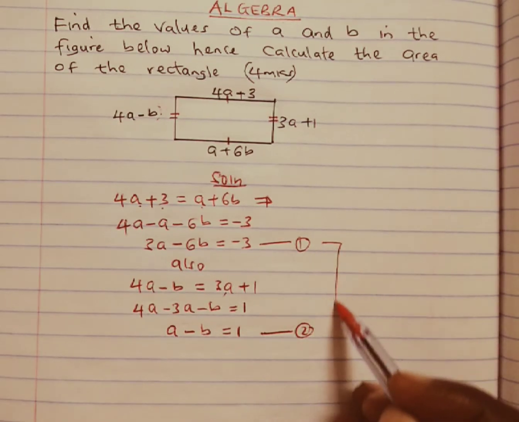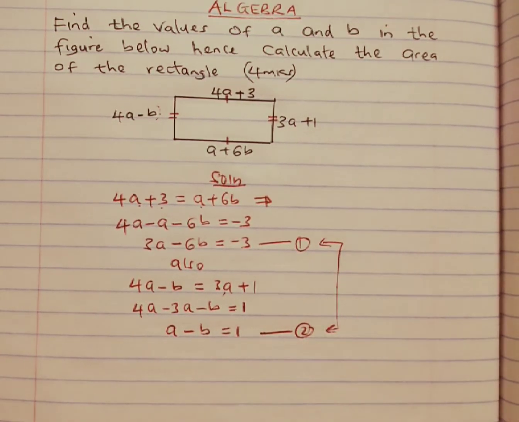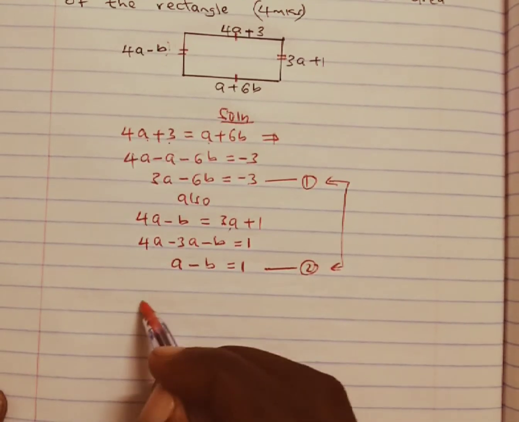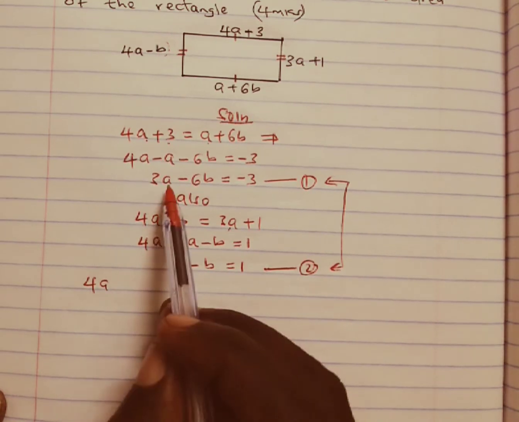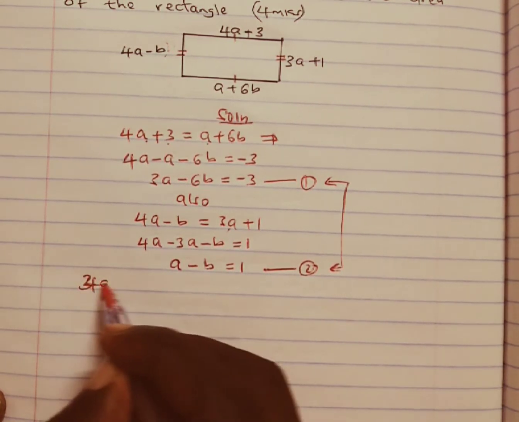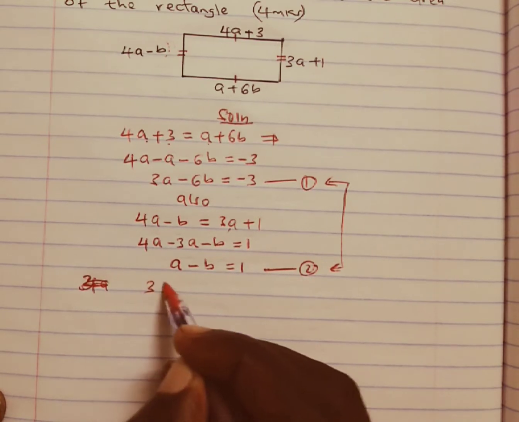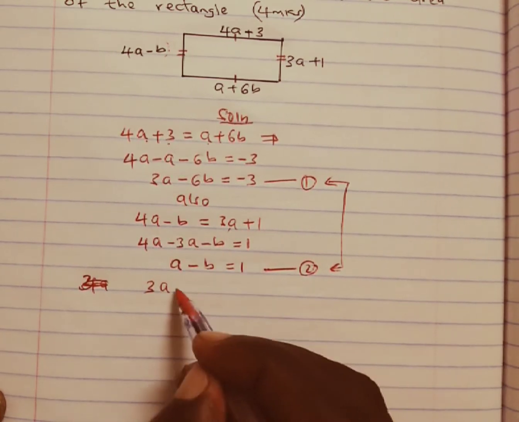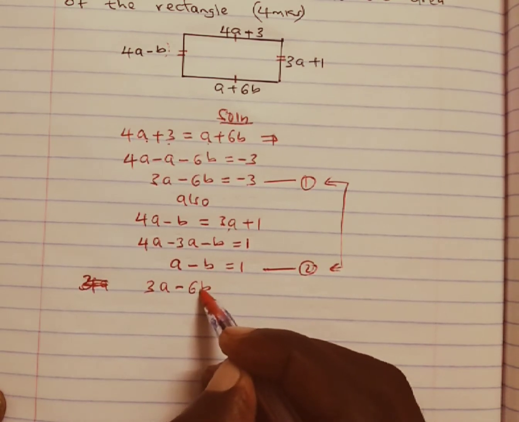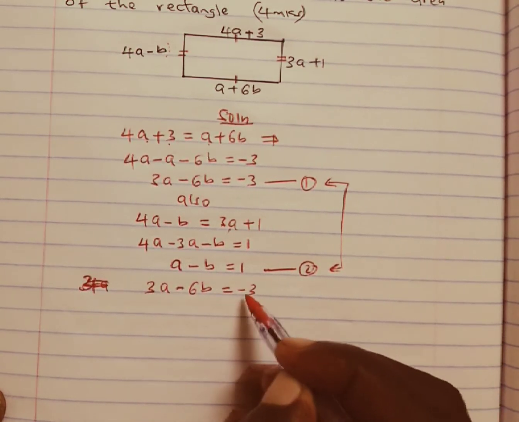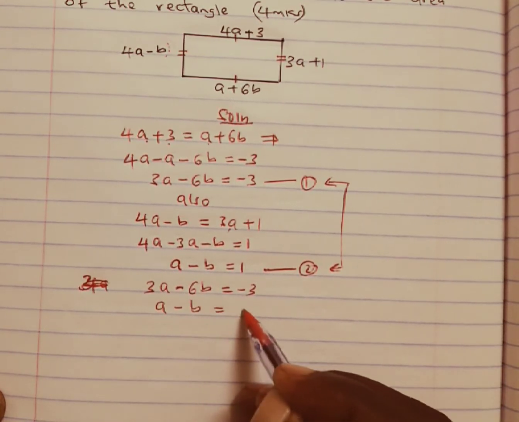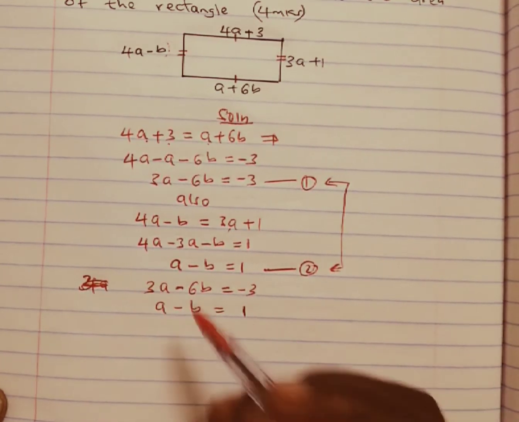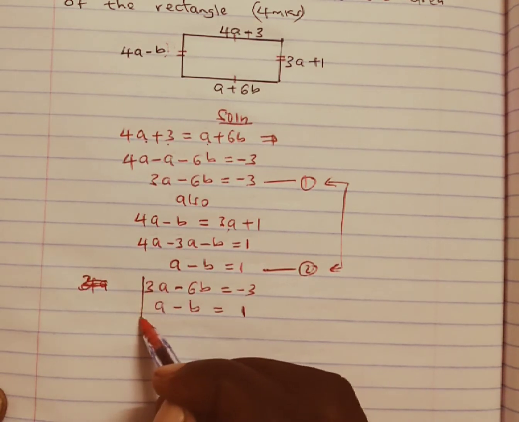So if we bring the two equations together, we are going to have 3A minus 6B being equal to negative 3, and also equation 2, A minus B is equal to positive 1. These two are simultaneous equations which can be solved by a number of methods, but I choose to use elimination.